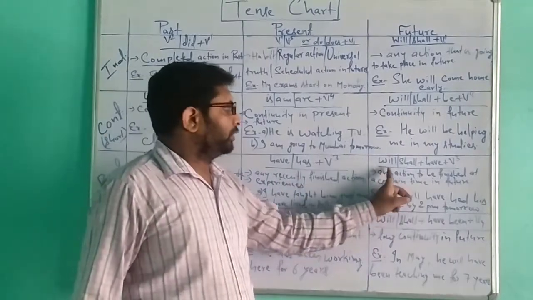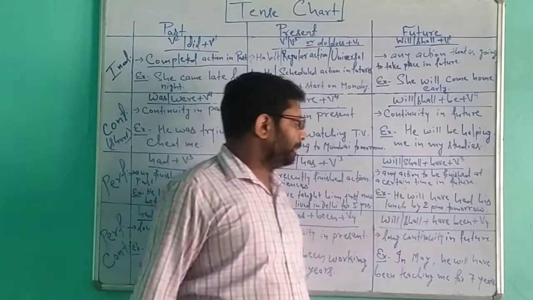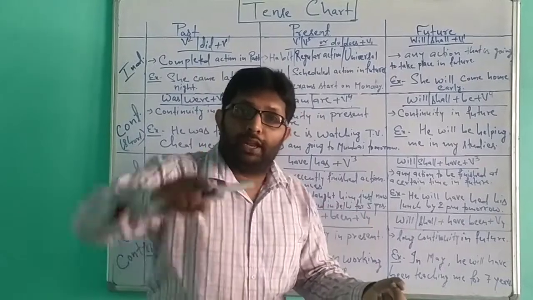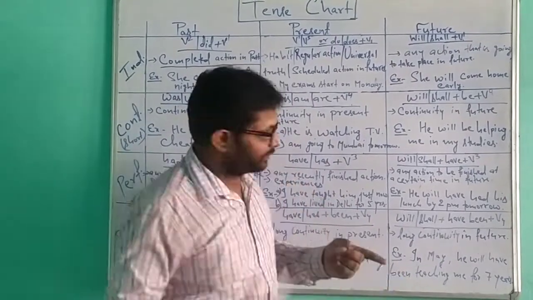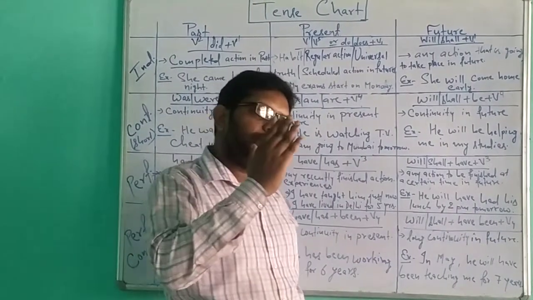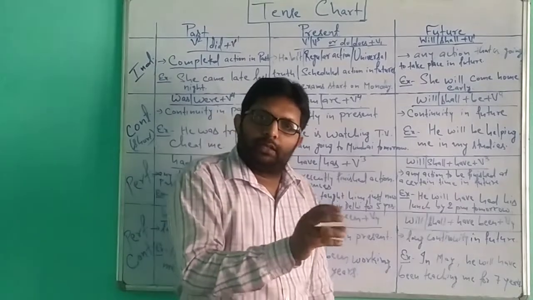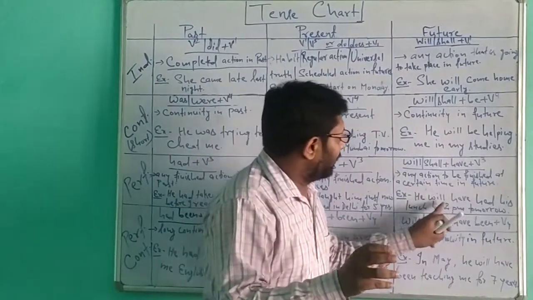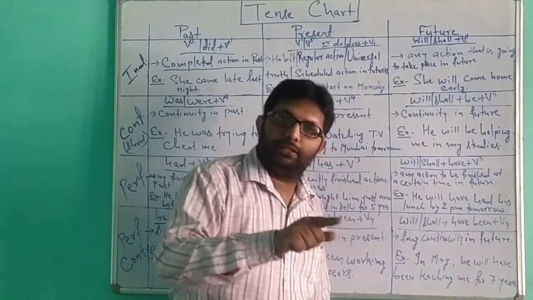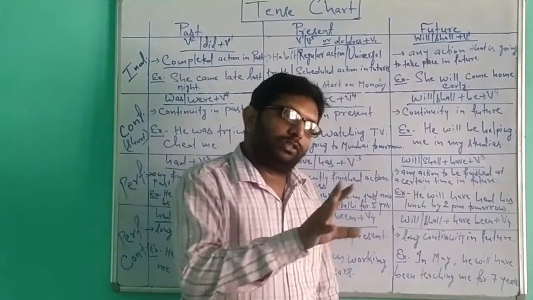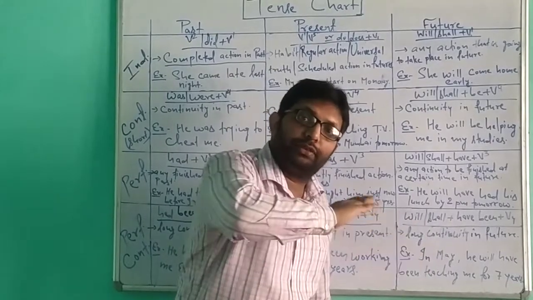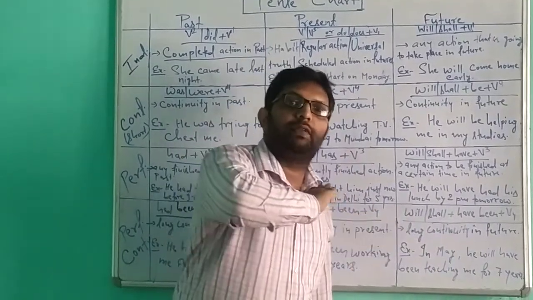Now, let us talk about future perfect tense. Will or shall plus have plus V3. This expresses an action that will be finished in future at a certain time. For example, he will have had his lunch by 2 p.m. tomorrow. It means I am actually assuming something. If somebody says he will have had his lunch by 2 p.m. tomorrow, it means we are talking about somebody that it is sure that by 2 p.m. he will have taken his lunch.